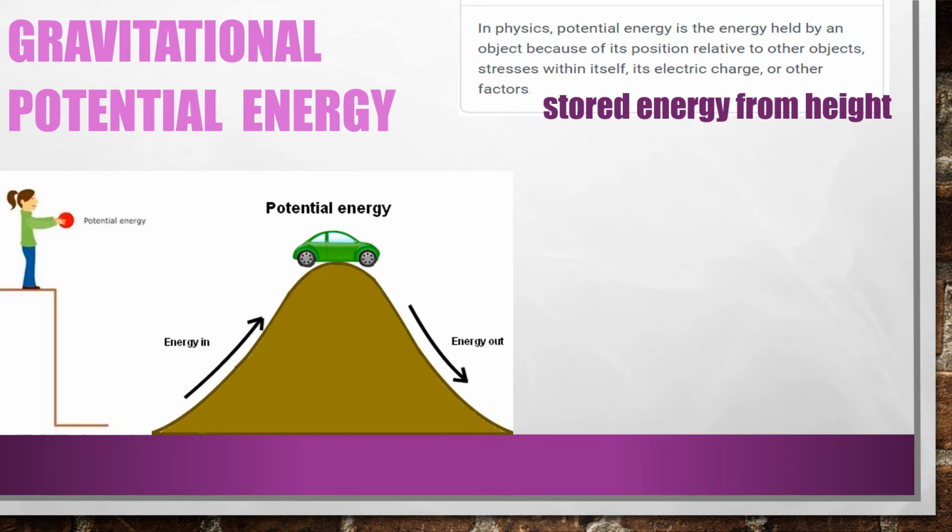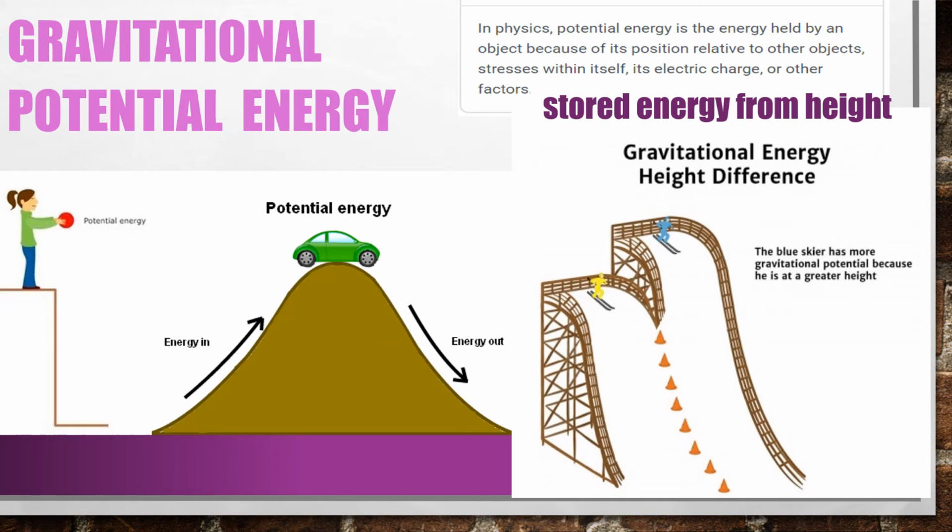But if I raise it up on top of that hill, it's going to have a much greater gravitational potential energy. The higher up I go on our planet, the greater the gravity is on the object. Another example would be these two skiers. You've got the one in blue and the one in yellow. If they both go down the hill and they're the exact same weight, exact same size, and nothing changes other than the height that they're on, the height is what changes the increase of gravitational energy.